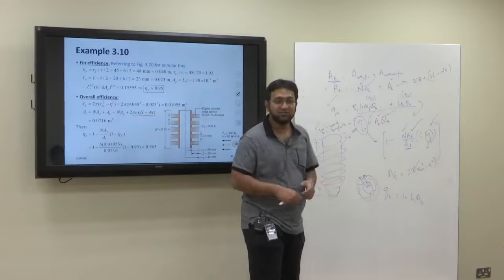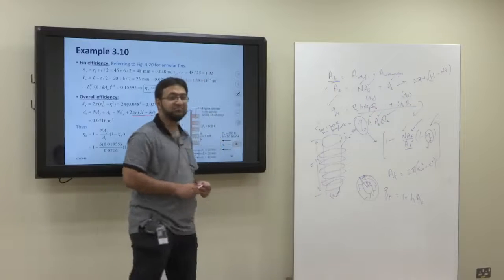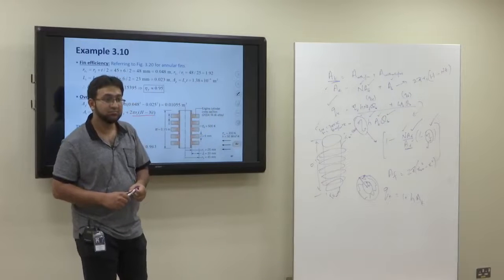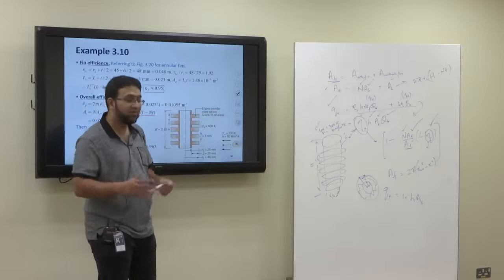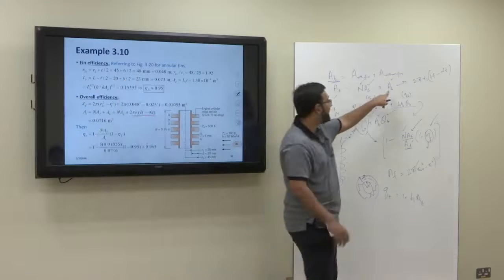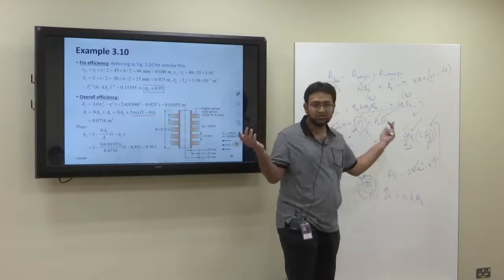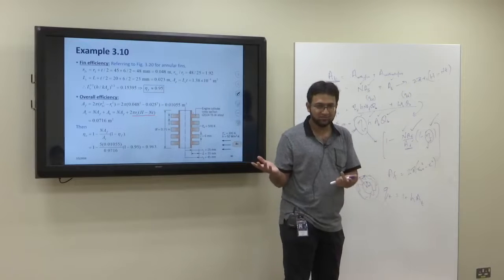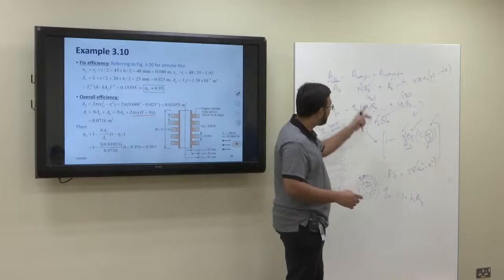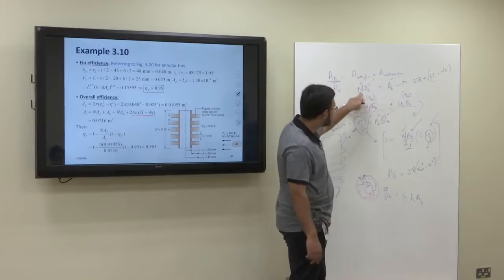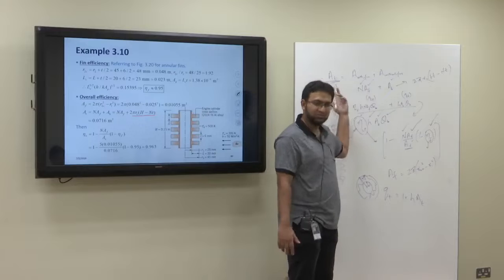But wouldn't I sum it with the fins area in the end to find the total? Even if you sum it, you are adding this with 0. Anything plus 0 is the same thing. Is it clear? Even if you add it, this is 0, so this term will go to 0.